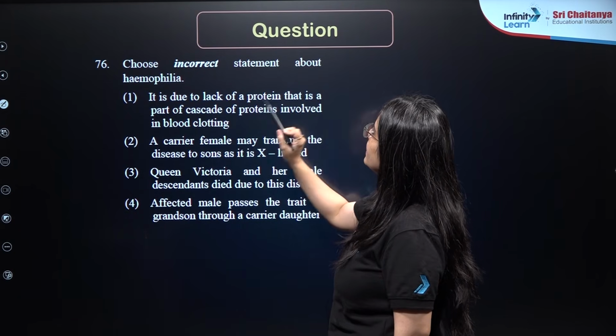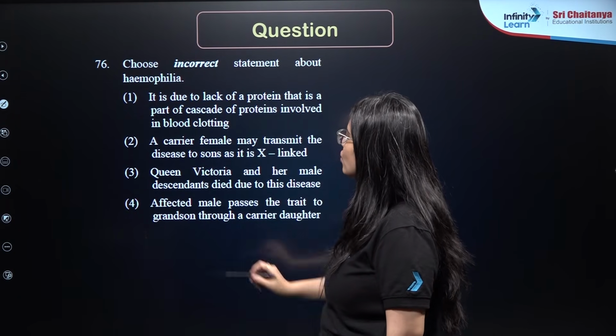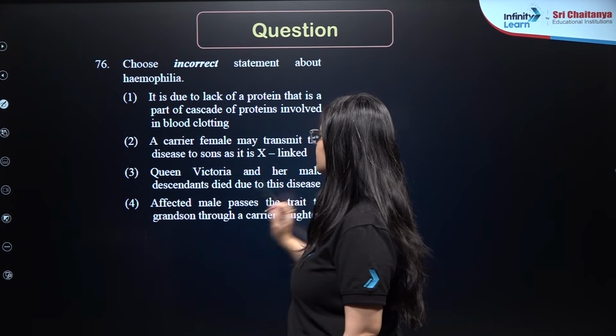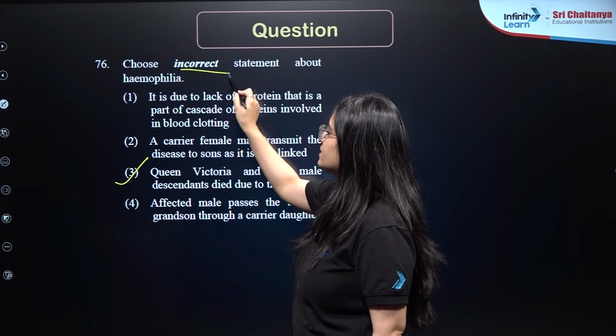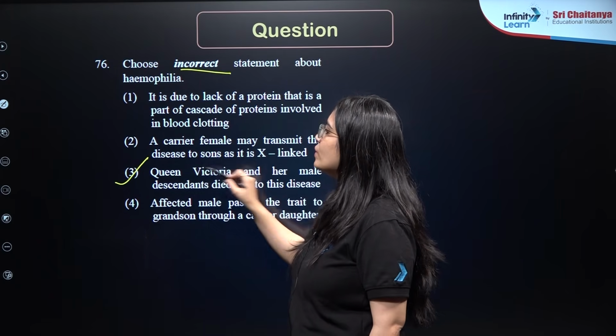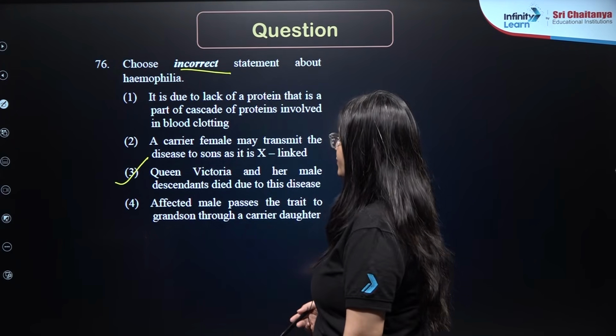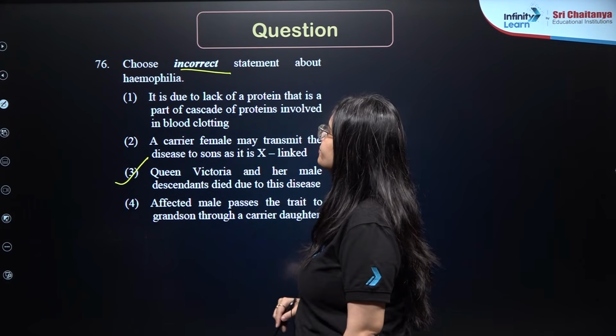Okay, incorrect about hemophilia. So if you see, Queen Victoria and her male descendants die due to this disease. This is, my dear students, incorrect. Why? Because Queen Victoria was a carrier. She herself did not suffer from the disease. So Queen Victoria was a carrier.